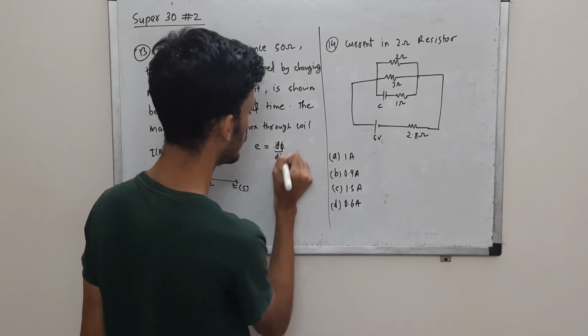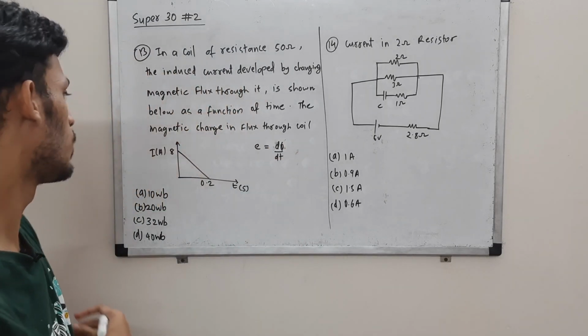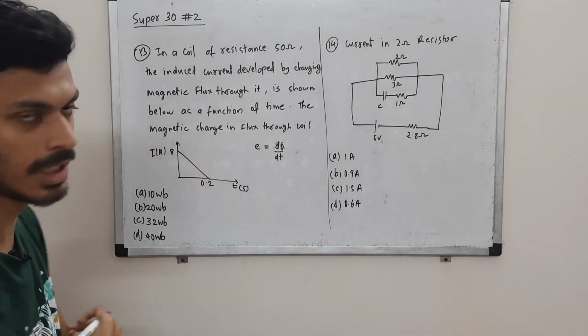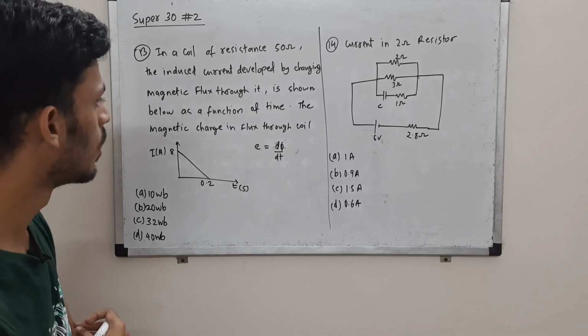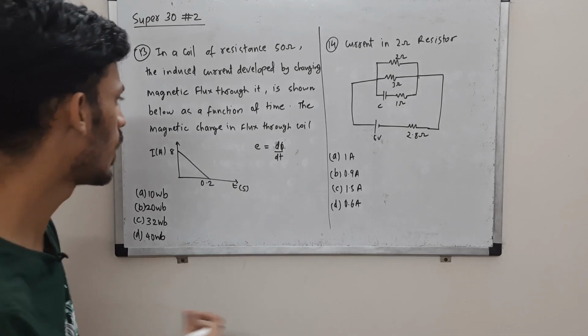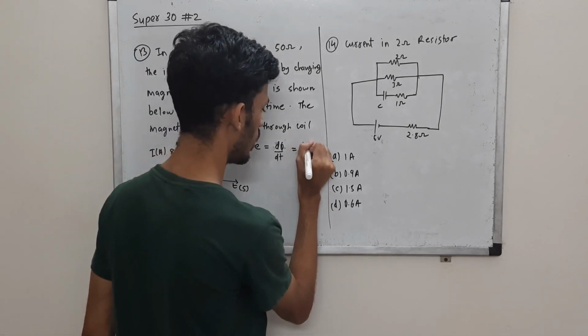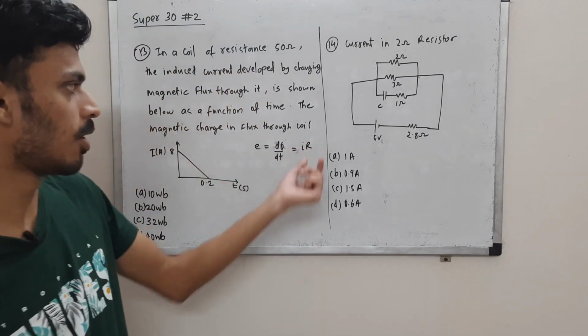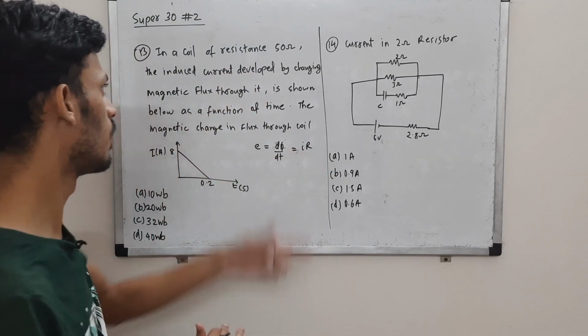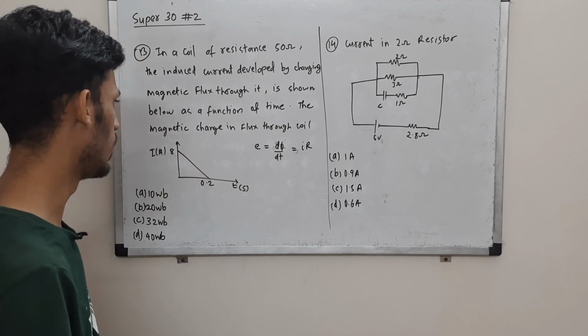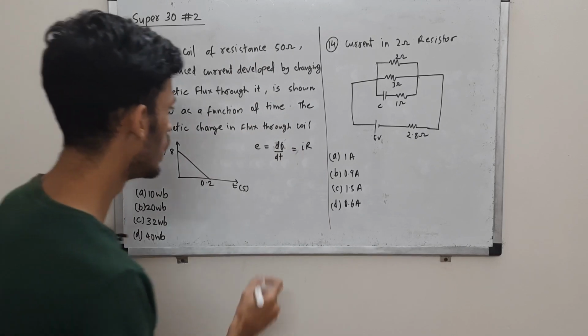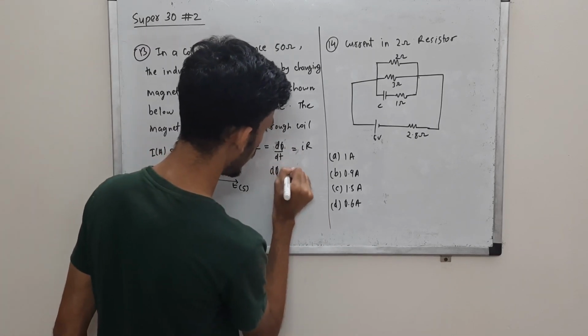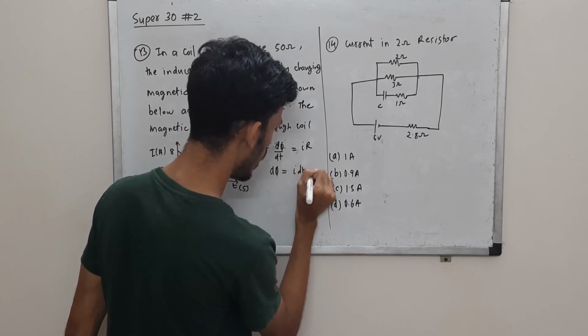The minus sign is due to opposing nature. Let's ignore that. We are just supposed to find the change in flux, the magnitude. So here dφ/dt will be equal to IR, the voltage, also given as IR in terms of the resistance that they have provided. Now we are supposed to find dφ, so dφ will be I dt R.